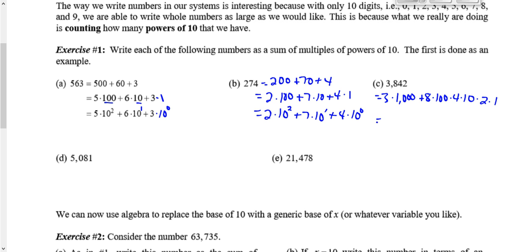Now let's do powers of 10. 3 times 10 to the what? Third. You getting the idea? Plus 8 times 10 squared plus 4 times 10 to the first plus 2 times 10 to the what? 0, okay?